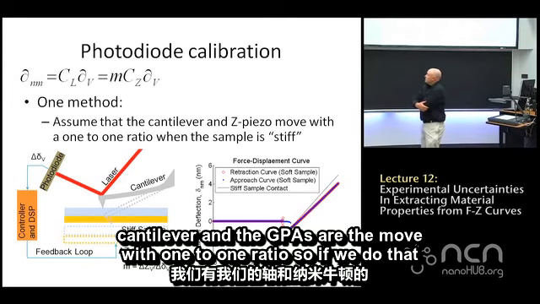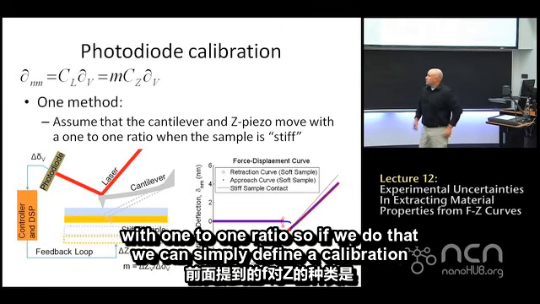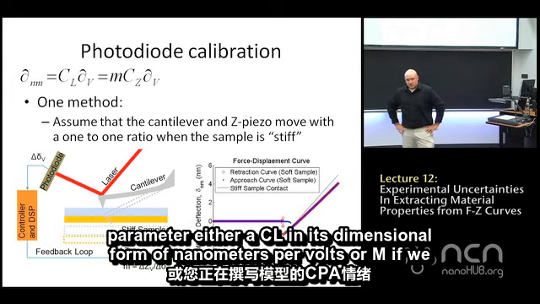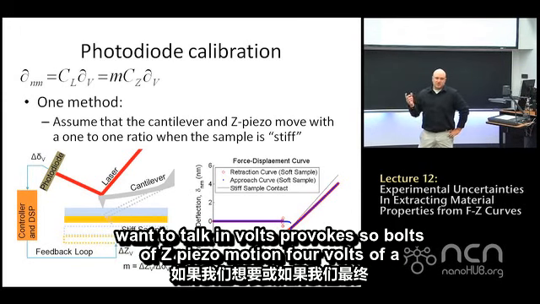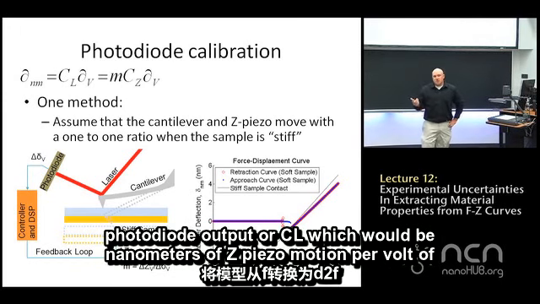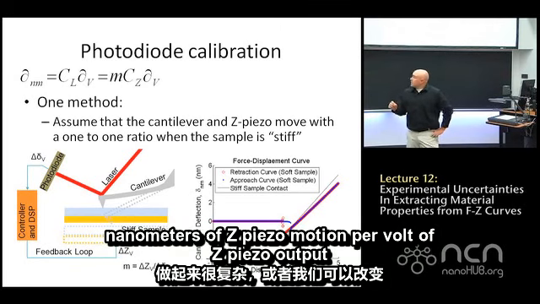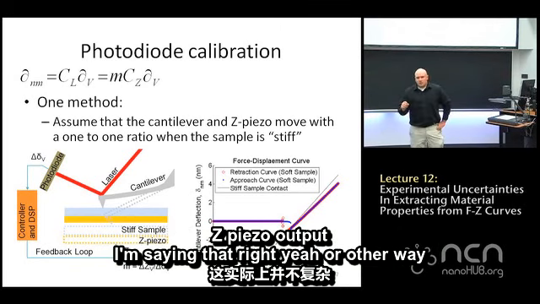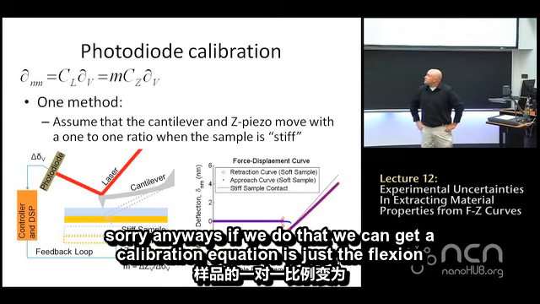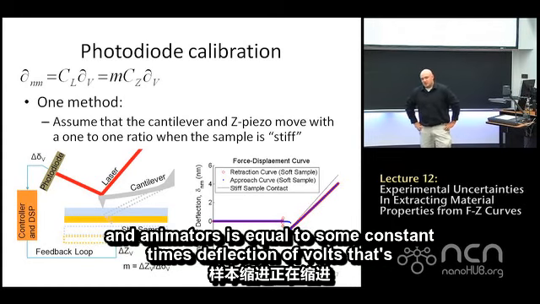If we do that, we can simply define a calibration parameter, either CL in its dimensional form of nanometers per volt, or M if we want to talk in volts per volt. So volts of Z piezo motion for volts of photodiode output, or CL, which would be nanometers of Z piezo motion per volt of photodiode output. Or the other way, sorry. Anyways, if we do that, we can get a calibration equation. It's just deflection in nanometers is equal to some constant times deflection in volts.